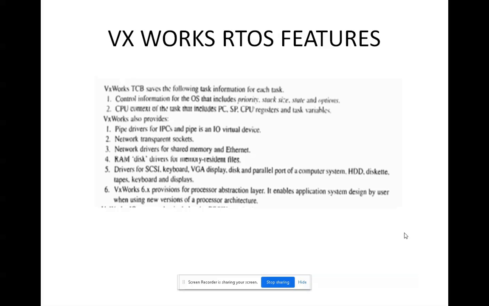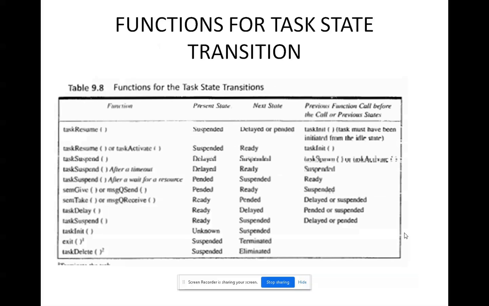VxWorks also provides a pipe driver for IPC, and a pipe is an input-output virtual device. It also provides network transparent sockets, network drivers for shared memory and Ethernet, a RAM disk driver for memory-resident files, and drivers for SCSI, keyboard, VGA display, disk and parallel port of a computer system, HDD, diskette tapes, keyboard and display. VxWorks 6 provides a processor abstraction layer. It enables application systems designed by the user to work when using a new version of a processor architecture.